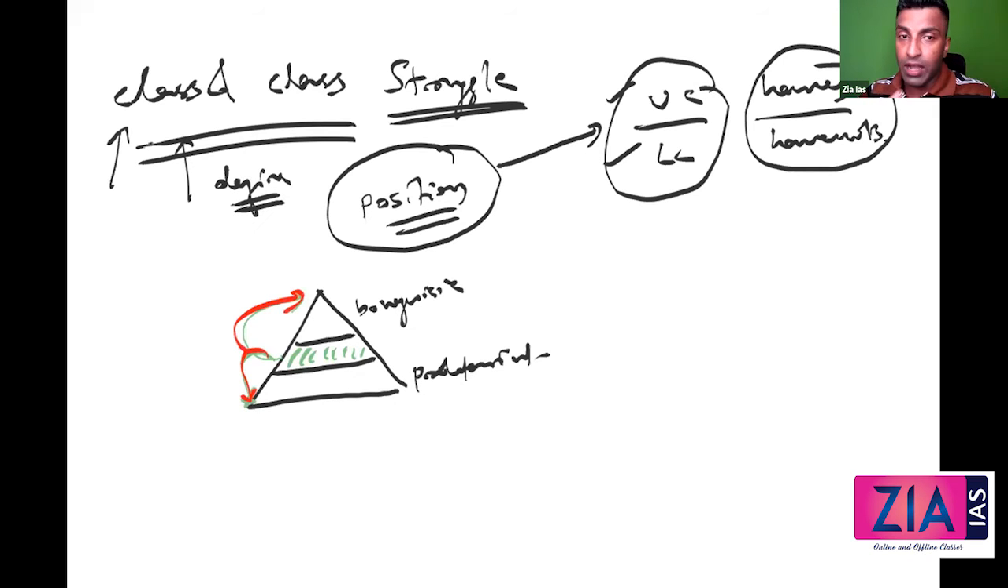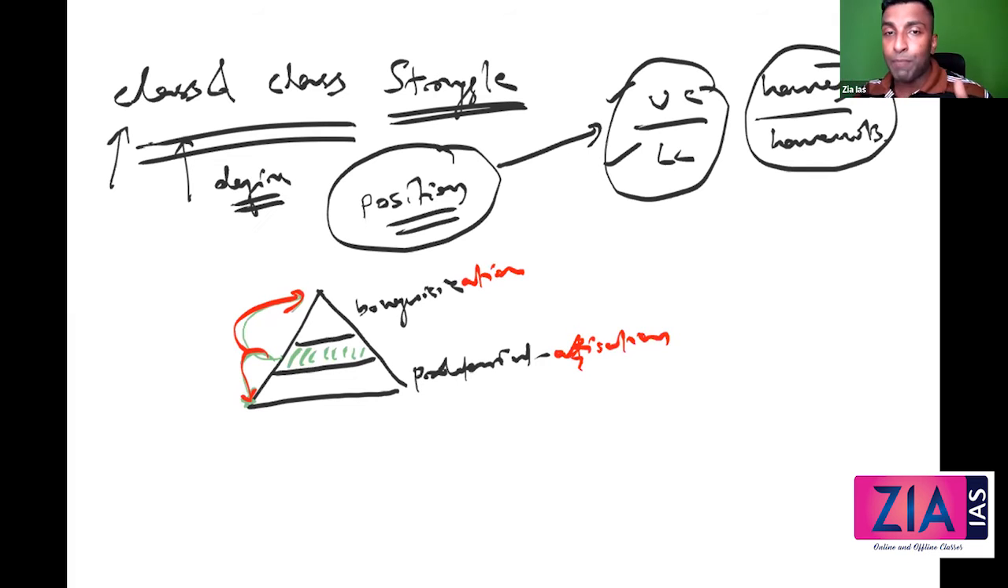This process of going up, them becoming bourgeois, that process is what is called bourgeoisization. Okay, I'm just writing bourgeoisization. Similarly, when they are becoming the proletariat, that process is known as proletarianization. Okay, proletarianization.